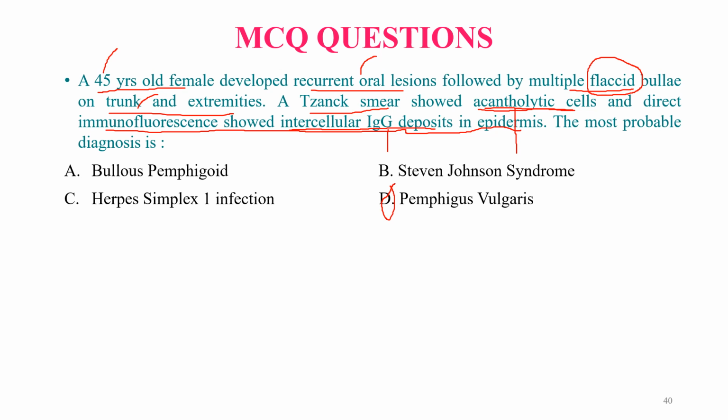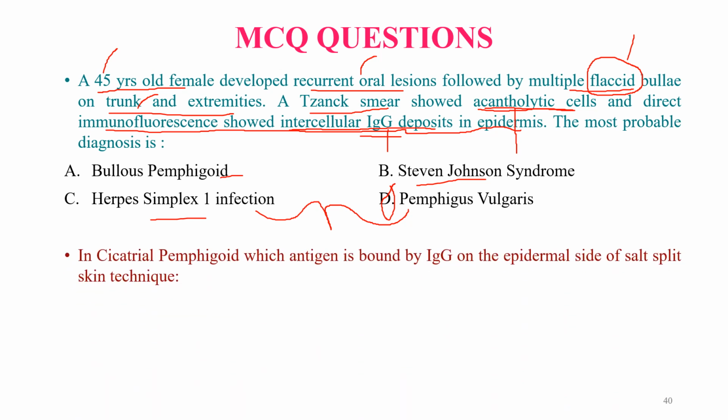So here we told flaccid bulla, that means intraepithelial. So let us see what are the lesions which are given. So bullous pemphigoid, it is a subepithelial lesion. Stevens-Johnson syndrome, again subepithelial blister formation. So here the doubt arises between the herpes simplex infection and your pemphigus. But here they told IgG antibodies, that means it is an autoimmune, whereas this is virus induced. So the answer is your Pemphigus vulgaris.